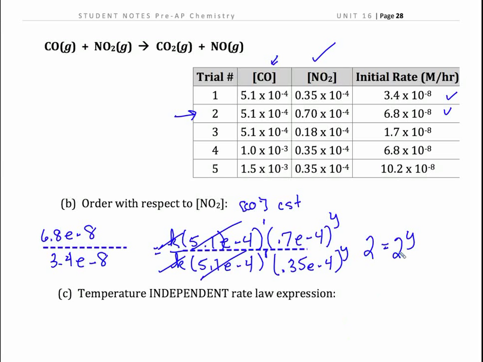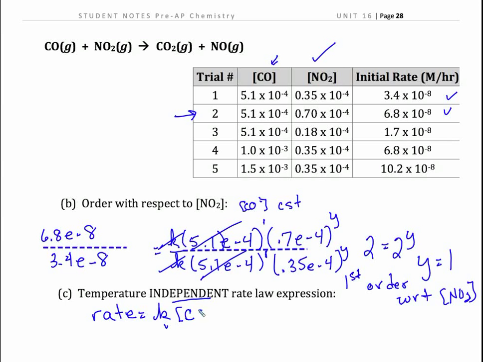And you should get 2 is equal to 2 to the y. Sorry, I forgot my y powers there, right? 2 is equal to 2 to the y. Y is equal to 1. That means it's first order with respect to your concentration of NO2. Now let's write the rate law expression. Rate is equal to K. Temperature independent means we haven't specified a value for K. Do not put A's and B's in here if you have real values.